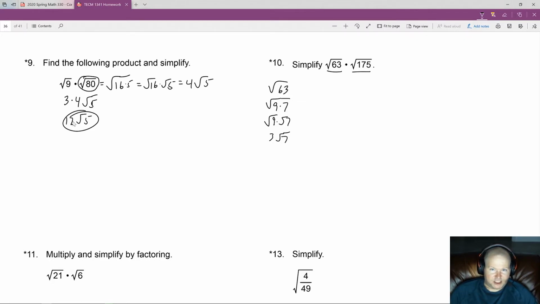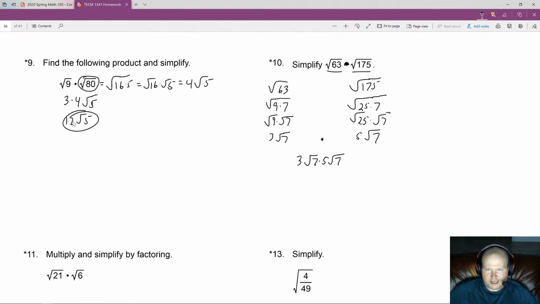Over here, we're going to do the 175. What can I factor out of a 175? Well, I can factor a 25 out of 175, and that leaves me a 7. So I have 25 times 7, so that's the square root of 25 times the square root of 7. The square root of 25 is 5, times the square root of 7. And now we're still multiplying these, right? I'm multiplying 3 square root of 7 times 5 square root of 7.